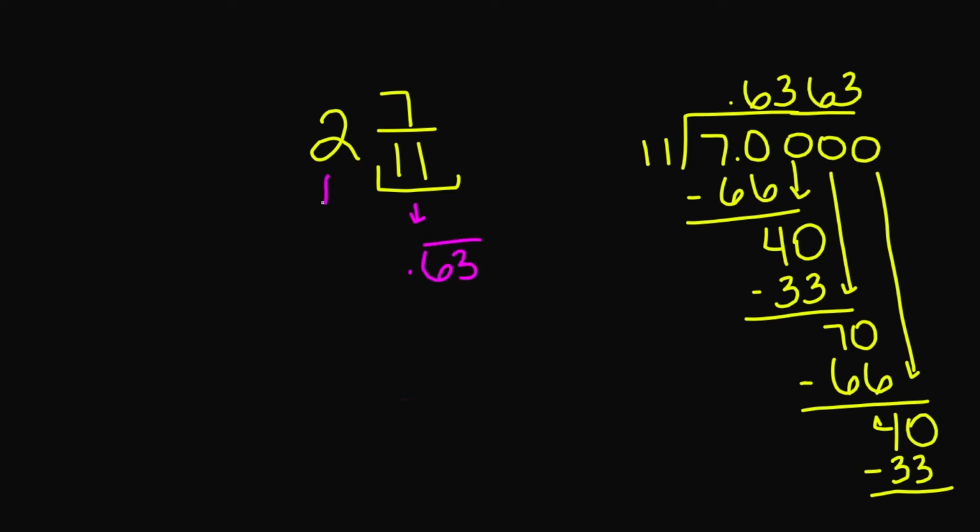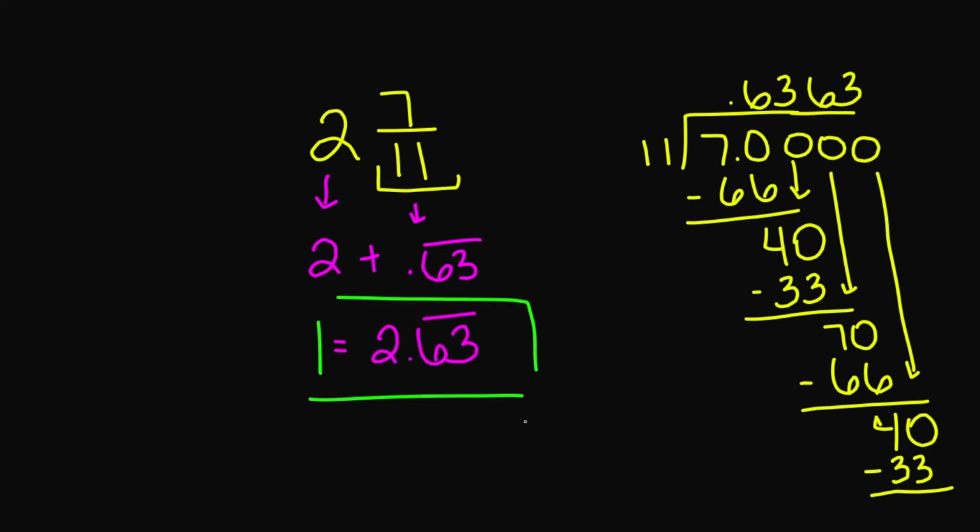However, we do have our whole number here. So we have 2 plus that repeating decimal, and your answer is going to be 2.63 repeating. And remember, when you are converting a mixed number into a decimal, go ahead and divide your fraction here, and then you're going to add your whole number at the end with your final answer.